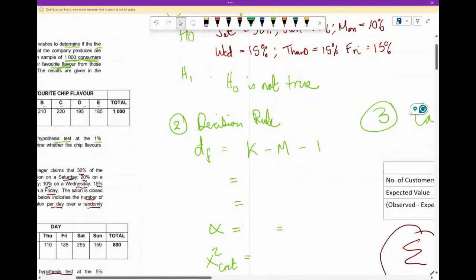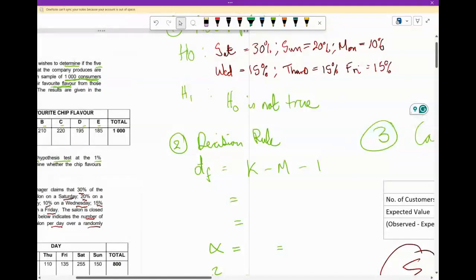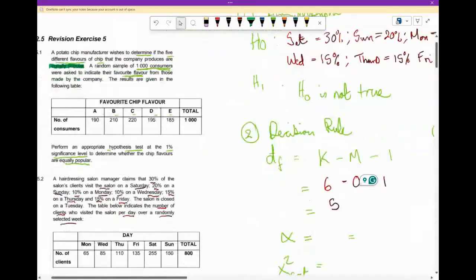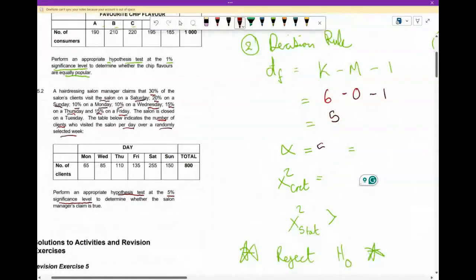So then the decision rule, how many categories do we have? We have 6. And again, we don't have any predictor, so that's going to be 0 and minus 1. So this will give us 5. And we said this is at what significance level? 5%, isn't it? Same as 0.05. Okay, so now we can begin to find our chi critical. I'll just give it to you because I think at this point we know what we are doing.